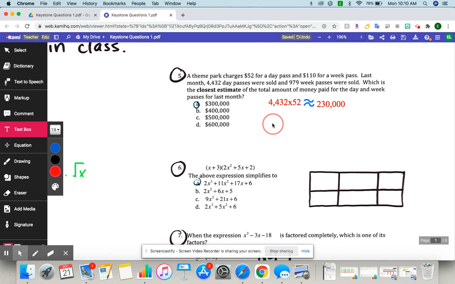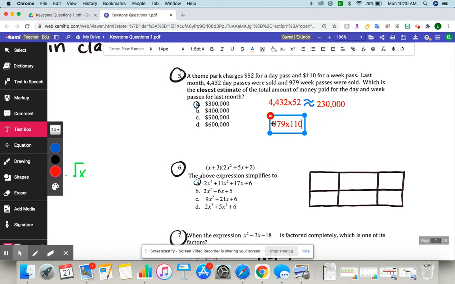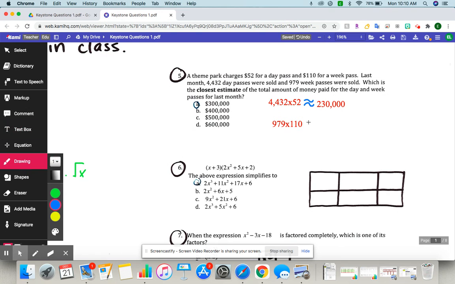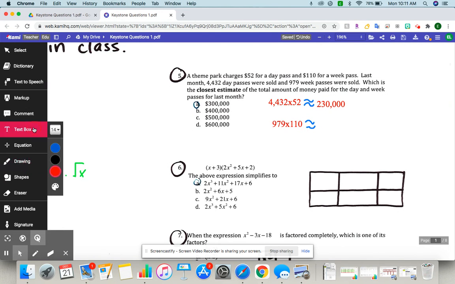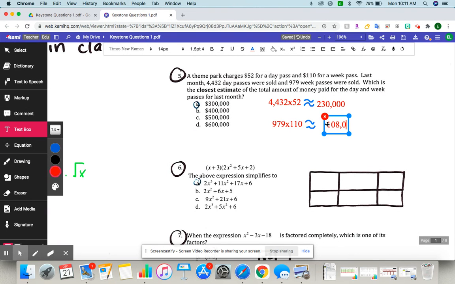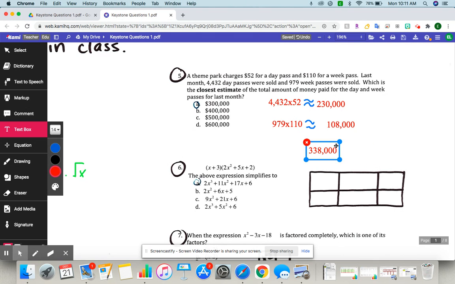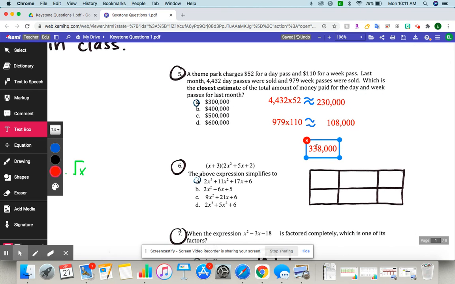And then we can also calculate the amount sold in week passes, so 979 times 110, and that would be about 108,000. So if we add those two quantities together, we get 338,000. So estimating, notice this amount is closer to 300,000 than 400,000, hence A would be our answer.